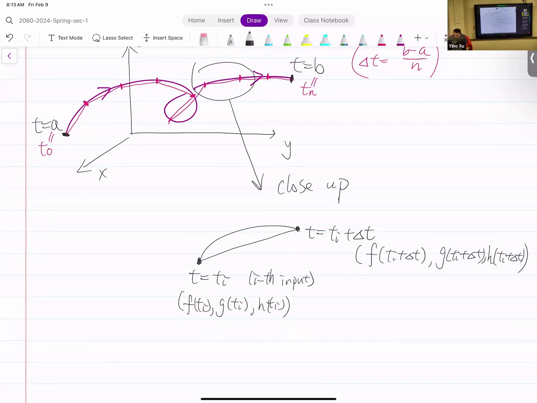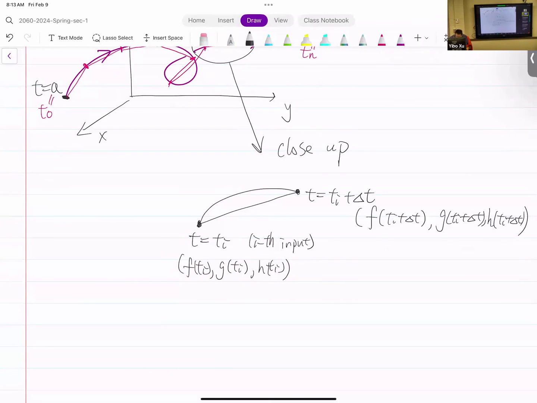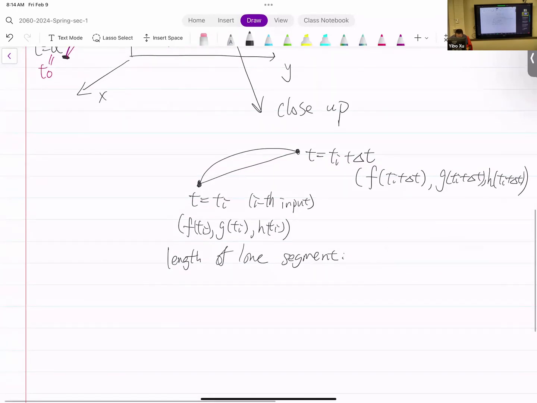Right, now we know the positions of the 2 points, and then we just do what? We just do the line segment, right? So the length of the line segment. So it's going to be a large radical.